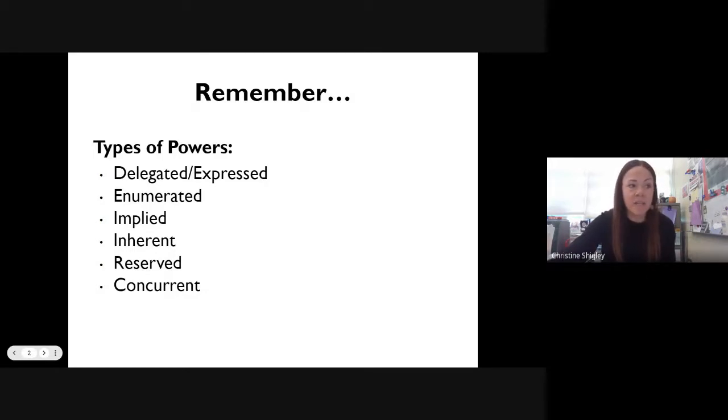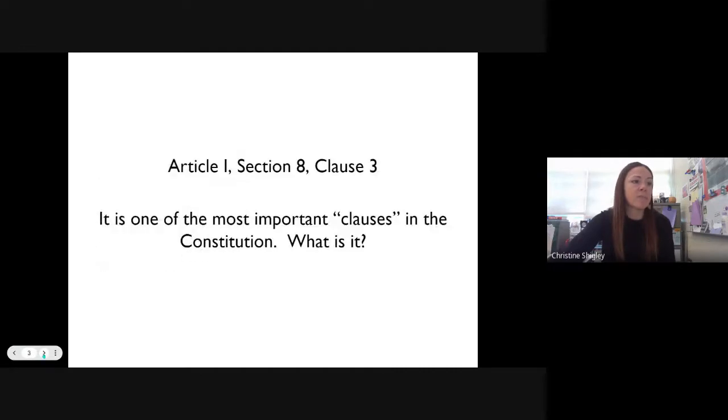Inherent powers exist because we're the government. They're not listed, but who else would do that? Buying more land for the US is a good example. Reserved powers come from the 10th Amendment. Those are reserved to states. And concurrent powers are powers that are shared by multiple levels of government. Okay, that's just a nice little review.